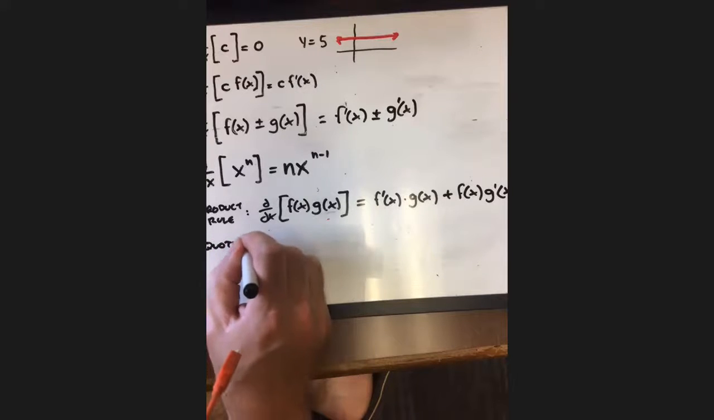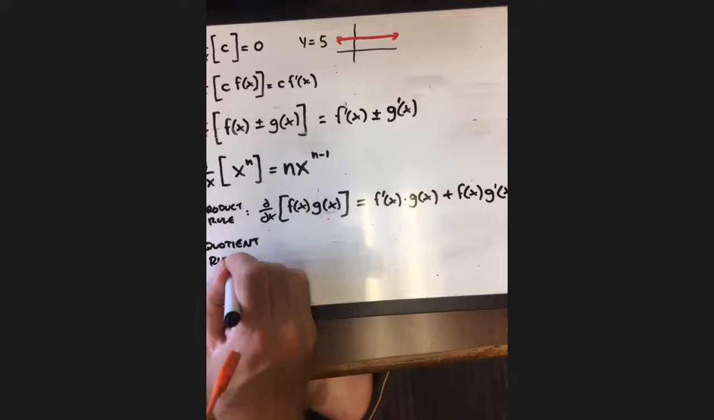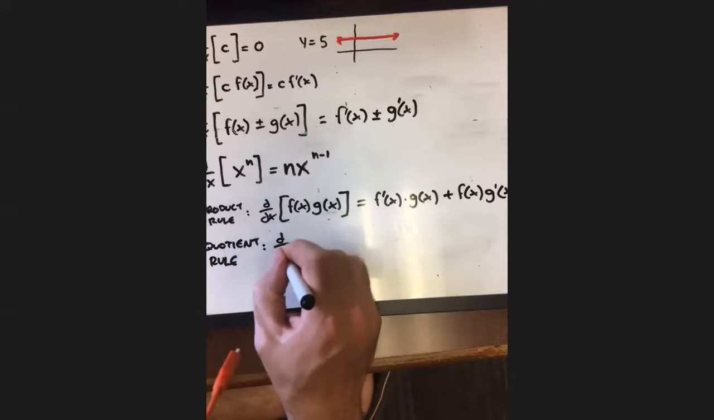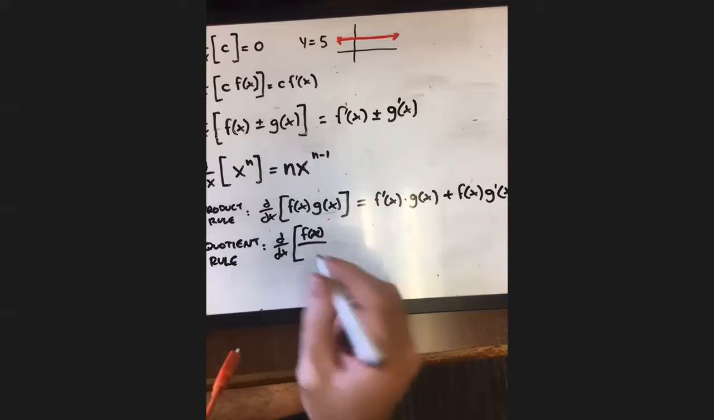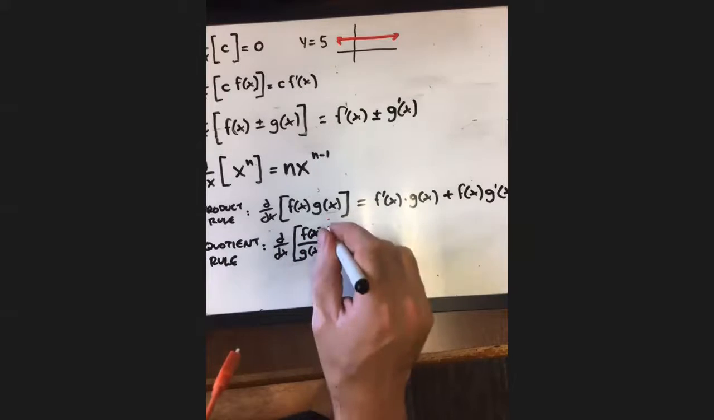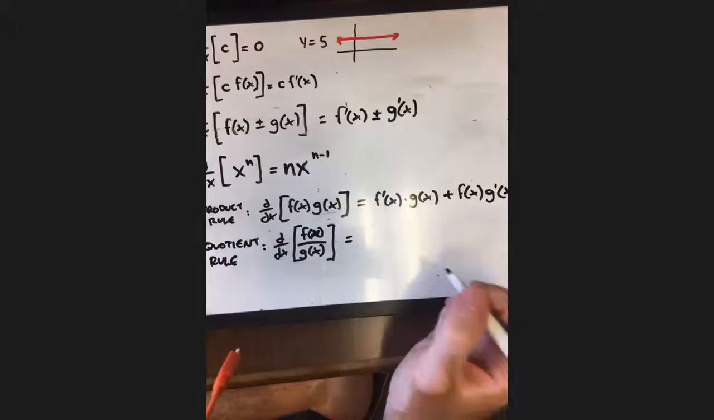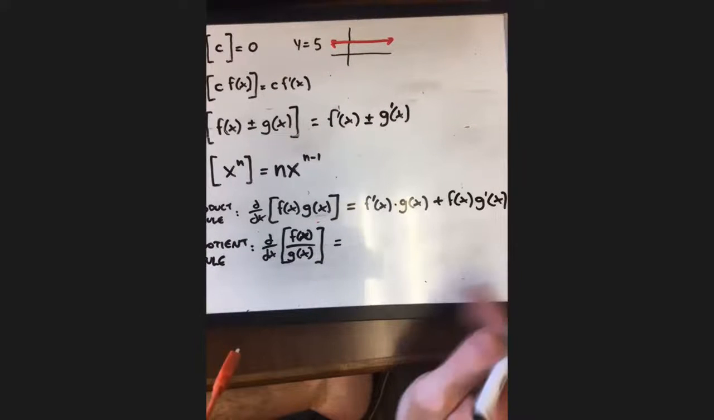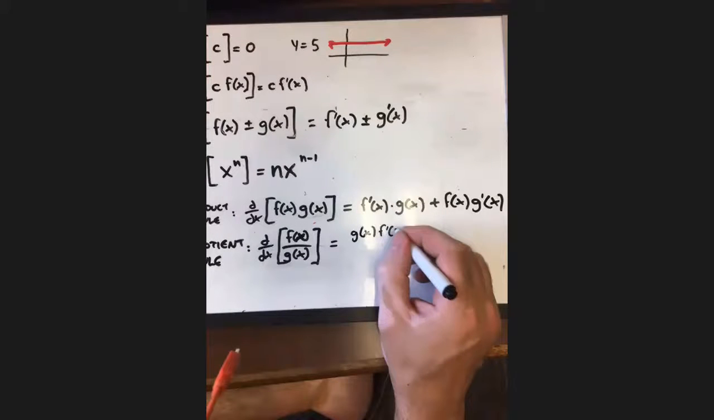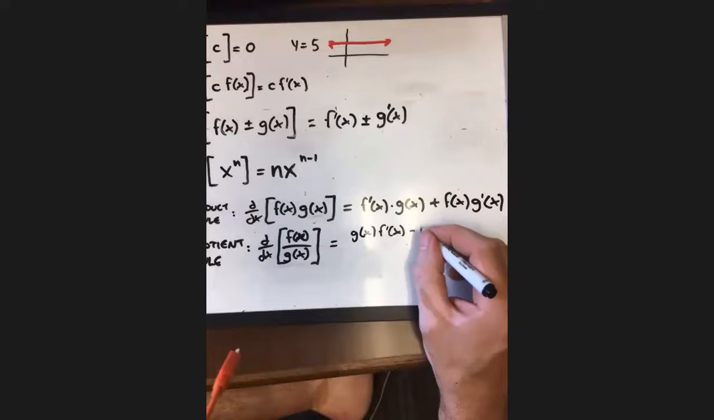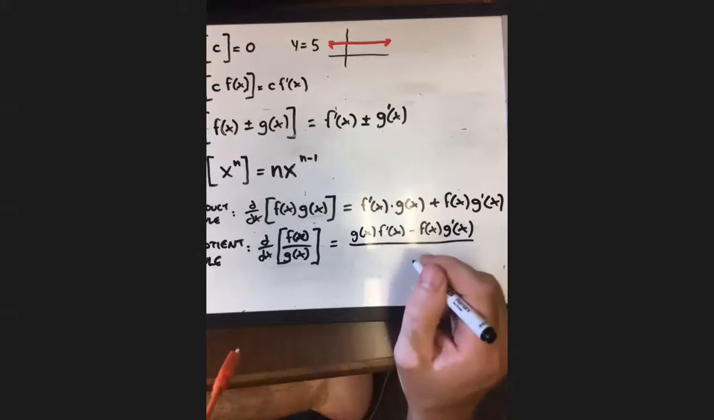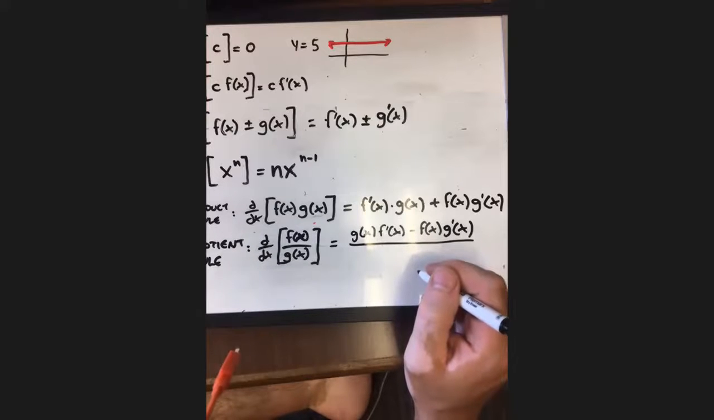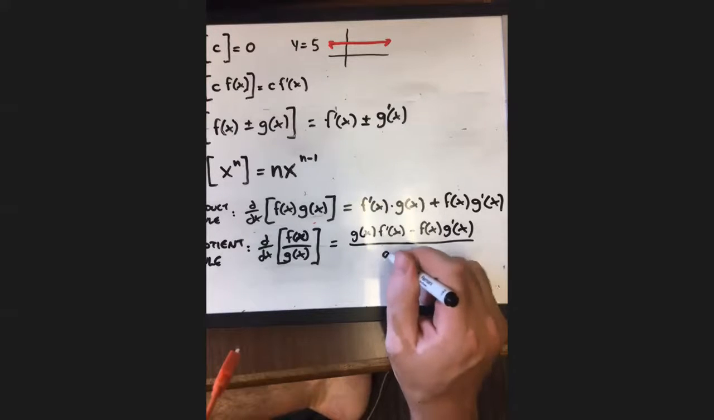Product rule is not so bad. Quotient rule is a little bit trickier. So in general, we're talking about a situation where we have a function f divided by, sorry, my x's are looking like t's there, divided by function g. And here's the formula. It's a little bit messy. So g of x times f prime of x minus f of x times g prime of x, and all of that is over g of x squared.